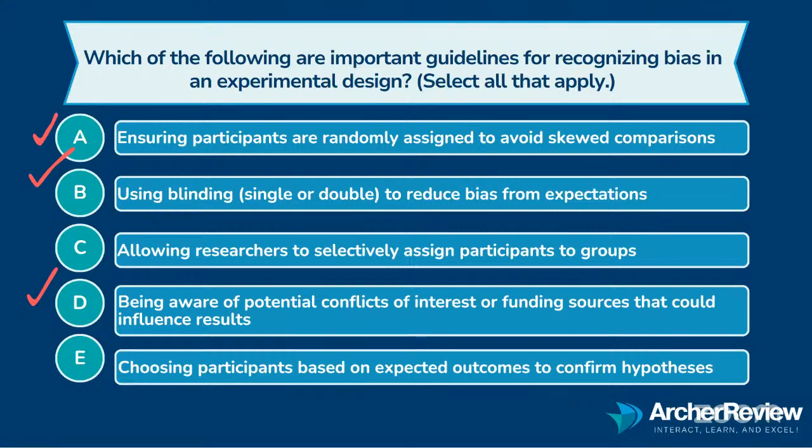E, choosing participants based on expected outcomes to confirm hypotheses. No, scientists have to stay really neutral and let the experimental results tell them, is my hypothesis accurate or do I need to refute it? Is it inaccurate?